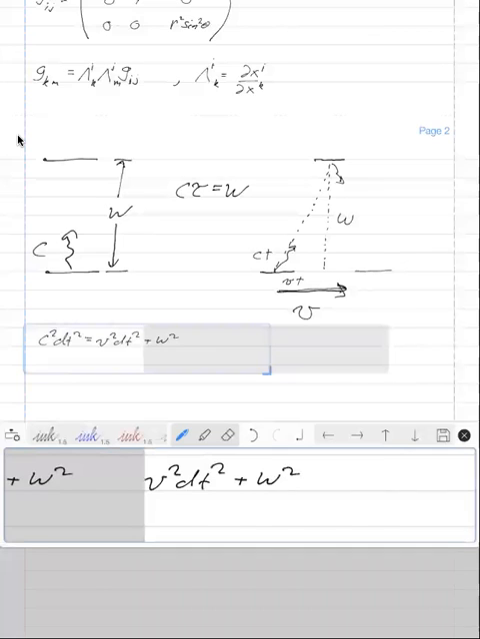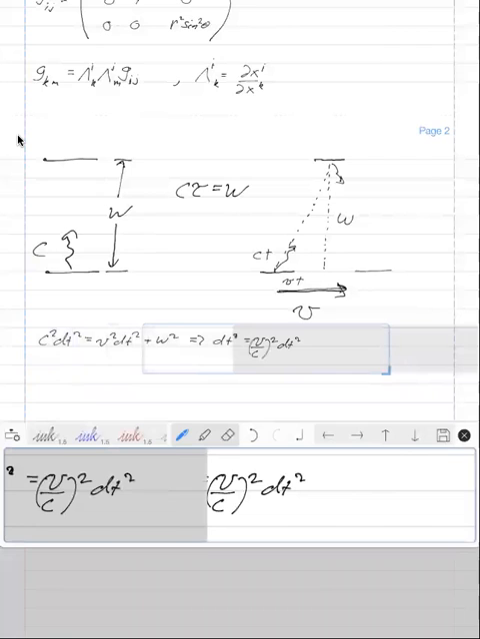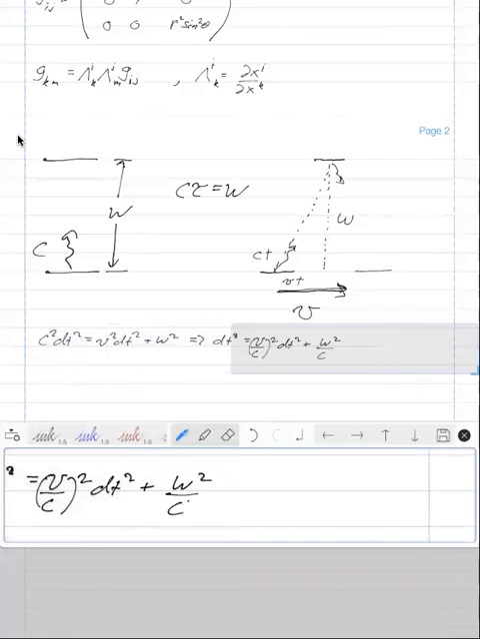All right. So I'm going to rearrange, and we're going to note that dt squared is equal to (v over c) squared times dt squared, and then we have plus w squared over c squared.